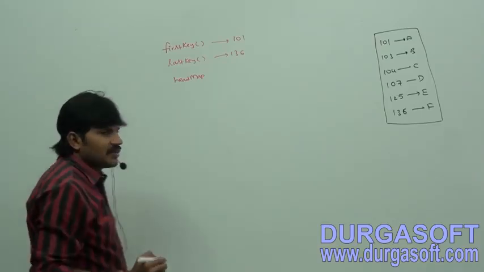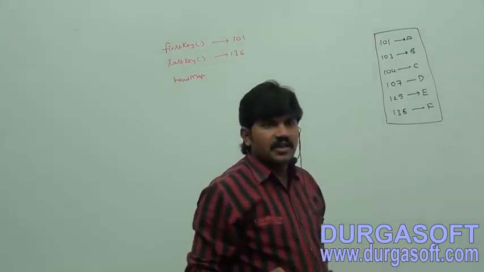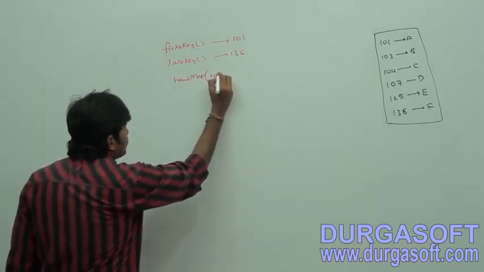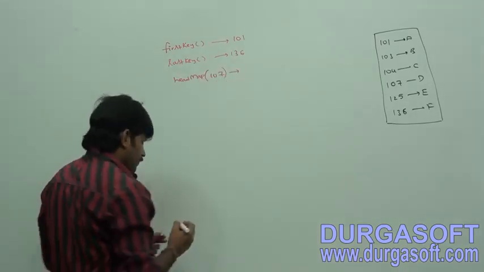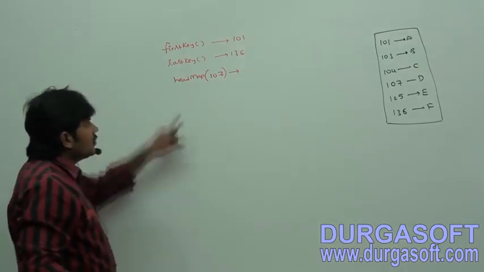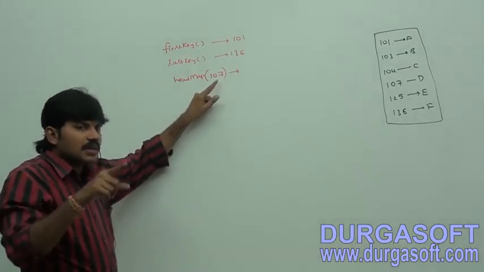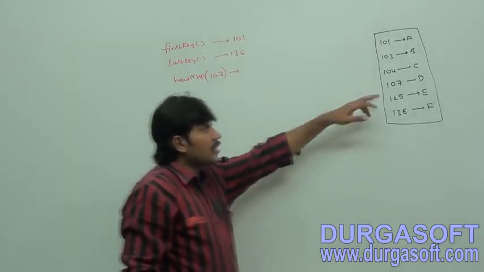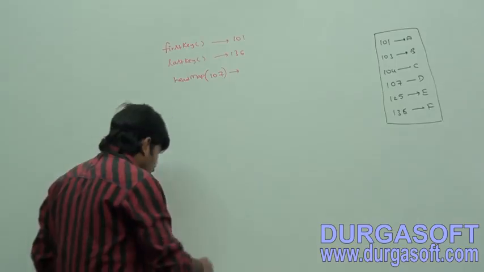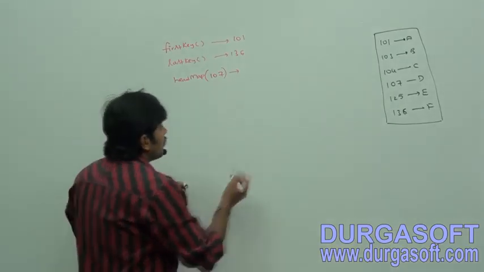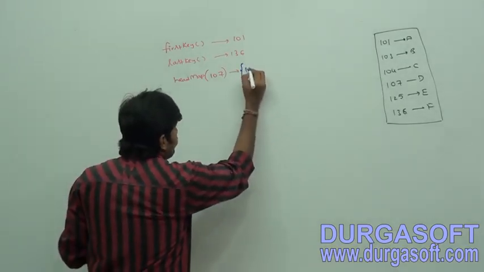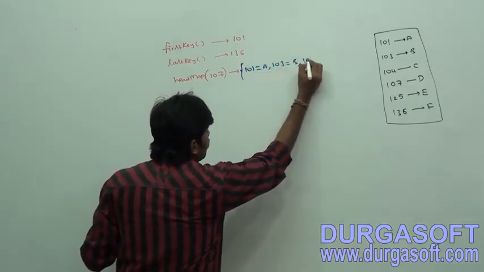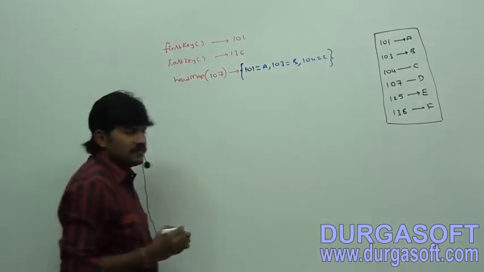Can you tell what is the headMap? If it is a SortedSet, what is the method we have? headSet. But here headMap of 107. Do you know it returns a SortedMap whose keys are less than 107? Can you tell what the answer is now? Curly brace open, 101 equals A, 103 equals B, 104 equals C. That's all. Are you getting it?